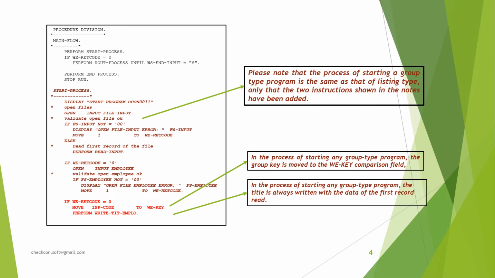Please note that the process of starting a group type program is the same as that of listing type, only that the two instructions shown in the notes have been added. In the process of starting any group type program, the group key is moved to the W key comparison field. The title is always written with the data of the first record read.